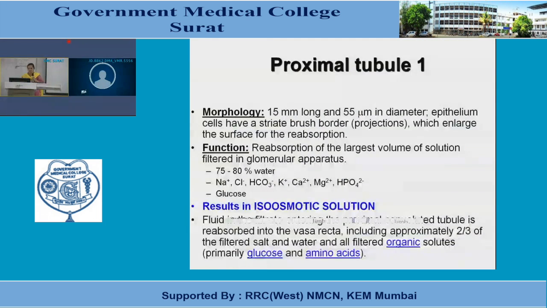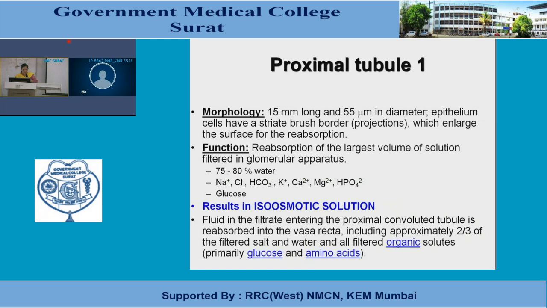And then there is the proximal tubule. Its main function is resorption of 75 to 80% of water and different solutes like sodium, chloride, bicarbonates, potassium, calcium, magnesium, and phosphates. Most important is glucose, because there are transporters for glucose in this segment. This results in an isoosmotic solution. The osmolality will be about 300, the same as the plasma.